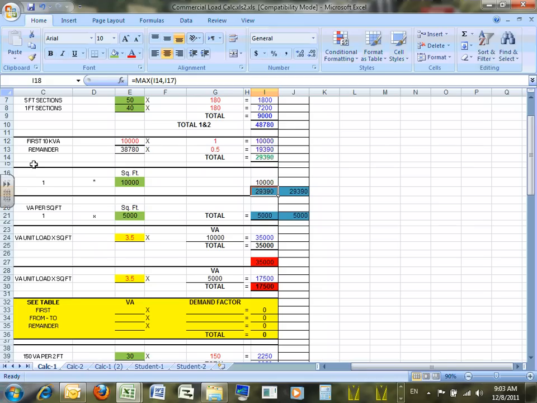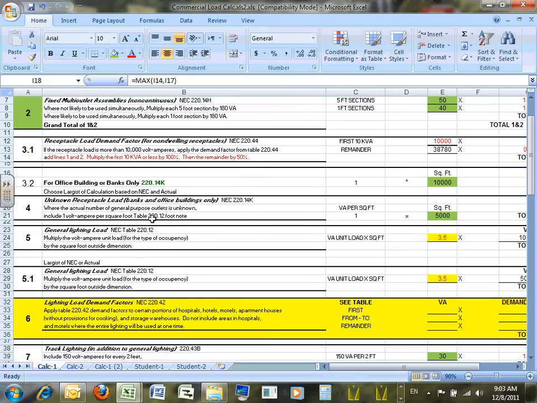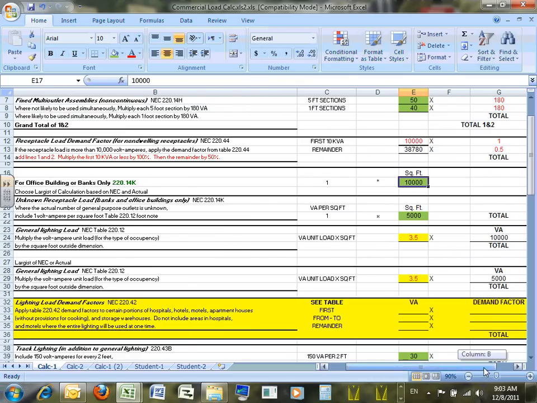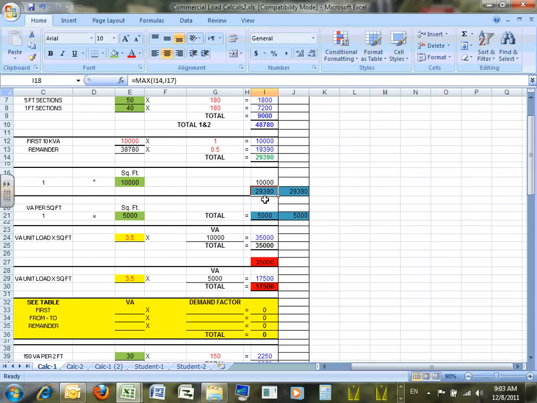Okay, so let's look at what we did here. We have 220.14K. I have 1 volt-amp from the code multiplied by 10K, and that will give me a 10K here, right? And then, Chris, this is the single most important thing you're going to do here.